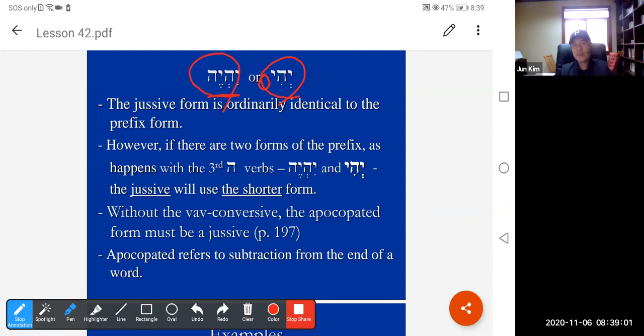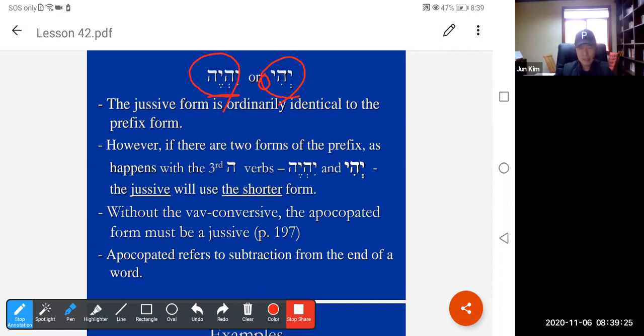So the adjective form is ordinarily identical to the prefix form. However, if there are two forms of the prefix, as happens with the third hey verbs, yehiye and yehi, the adjective will use the shorter form. Without the verb conversive, the apocopated form must be adjective.